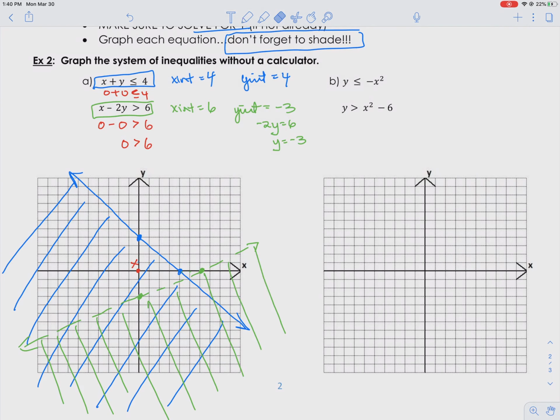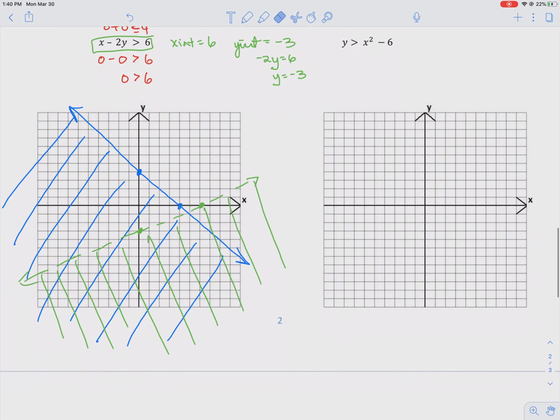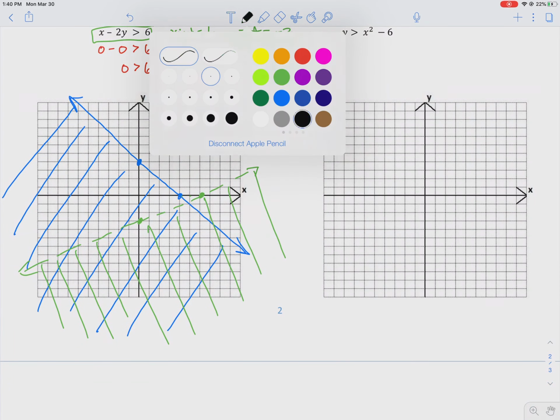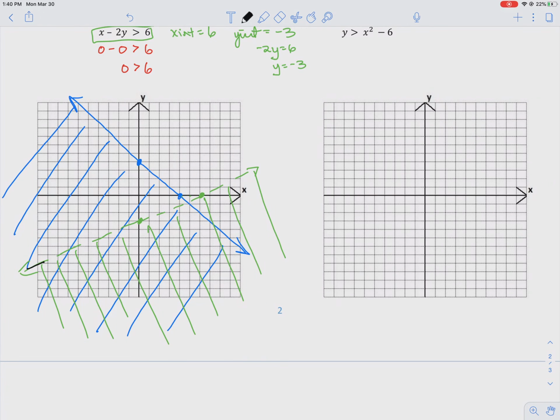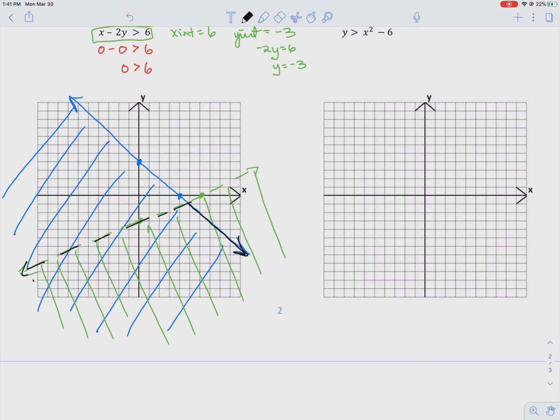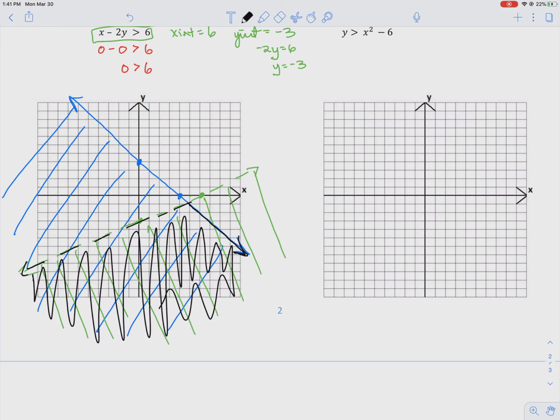All right. So here, there's my answer, but it's sort of hard to tell. So I'm going to highlight it. Or maybe I'll just do like this. So it's going to be dashed on this side, solid on that side, and everything in, whoops, sorry, try that again. So that will be my final answer.